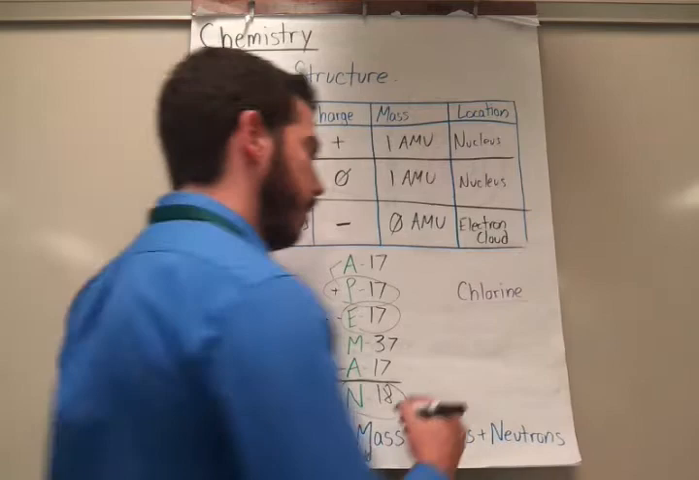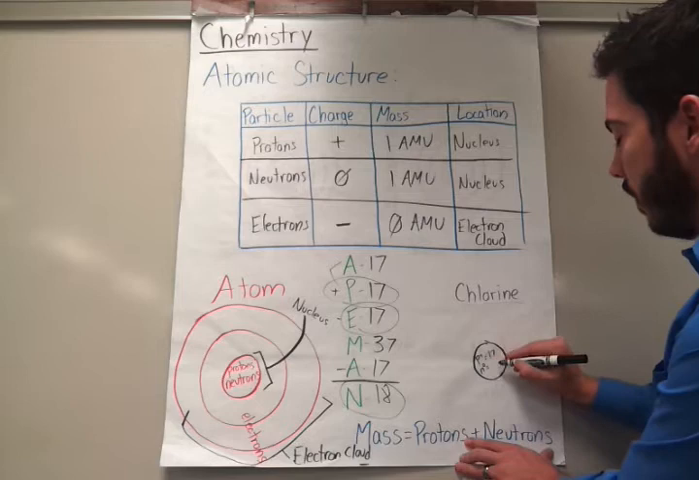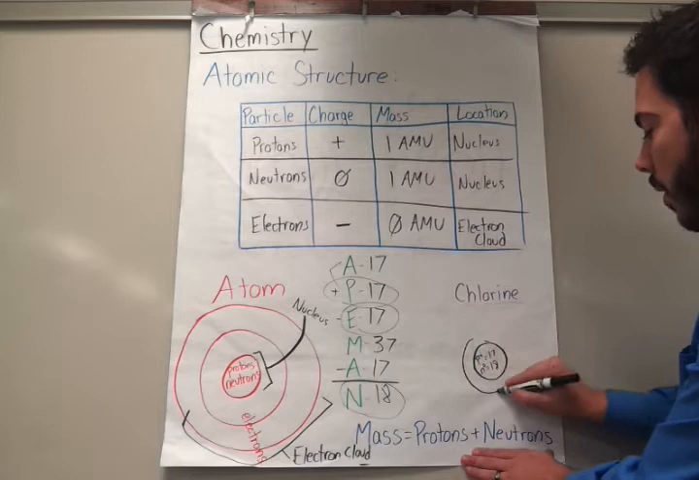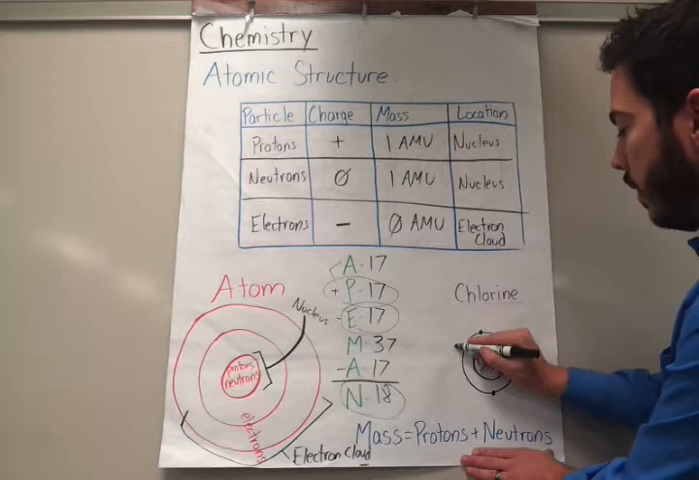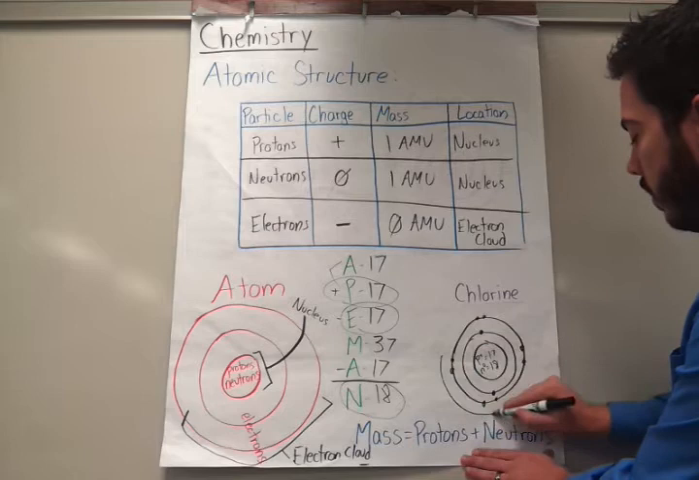So if I was to go ahead and draw that Bohr model for you, it would look like this. In the nucleus, we have number of protons, 17. The nucleus also contains neutrons, that'd be 18. And then our electron cloud, the first shell can hold 2 electrons. The second shell can hold 8 electrons. So now we're at 10. The last shell can hold 8 electrons. We only need 7.